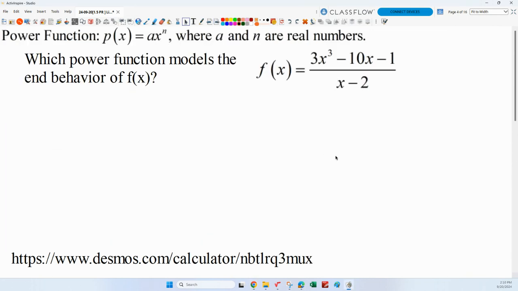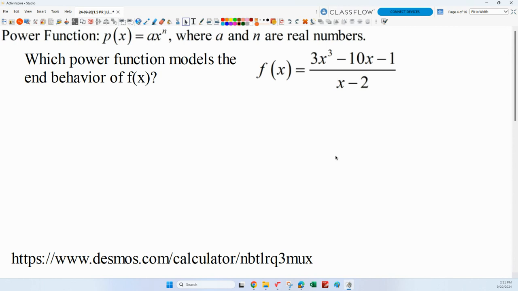So how about this one then? Which power function models the end behavior of this function? When we talk about a power function, remember what a power function is. Anything of the form a times x to the n, where a is a constant, so we have some coefficient times the power of x. Well, what's the power function that's going to model the end behavior of this function? If I want to know what it's doing on large scales, that's all I have to do. Just look at that power function model. What is it?